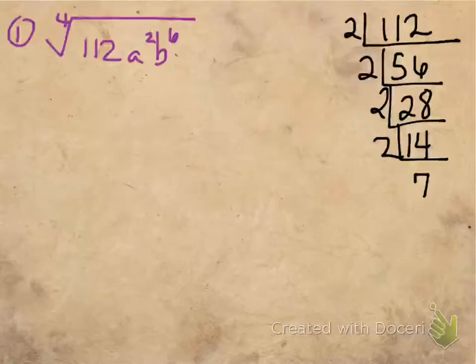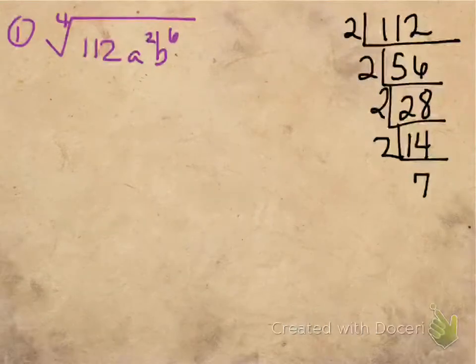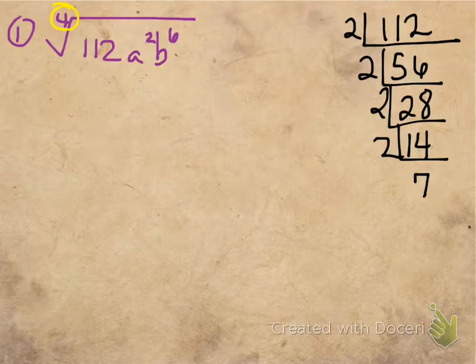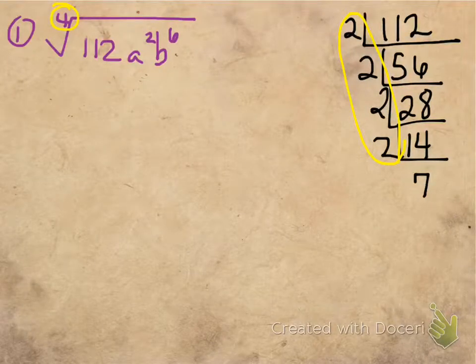We want to stay with the same number each time until we can't divide by that number anymore. When we were dealing with square roots, we were looking for groups of 2. When we deal with higher powered roots, the index up here tells us our group size. So we're looking for groups of 4. We have one group of four 2s, and so that 2 gets to come outside the radical.